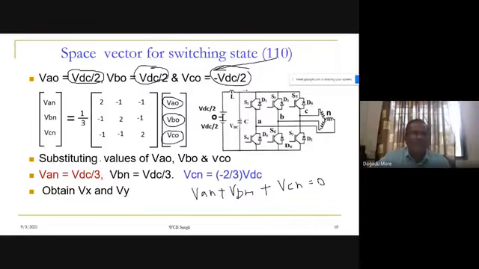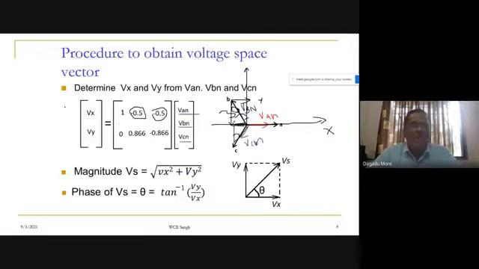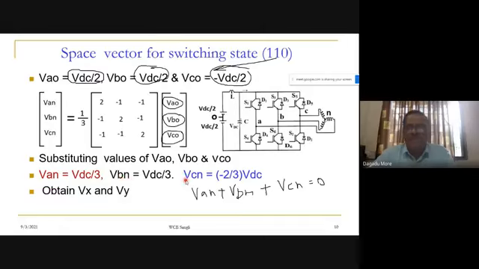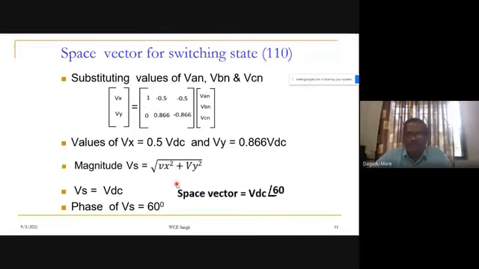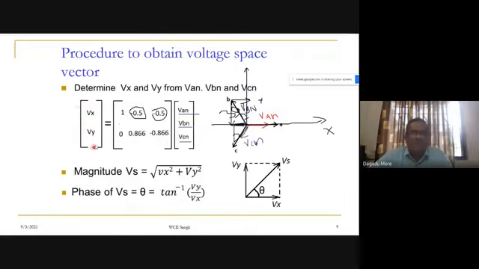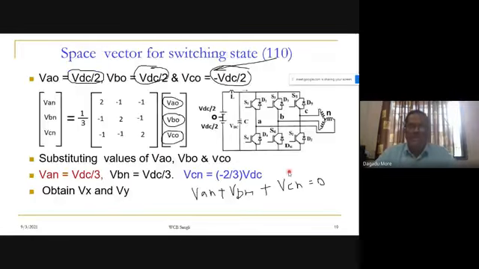Once VAN, VBN and VCN are known, now use the matrix we have for Vx and Vy. Use this matrix with the AN, BN and CN values, which are in terms of VDC. And what is VDC? This is the input voltage given to the inverter. VDC is the DC link voltage. Once you know this, we get Vx and Vy, and from that we compute Vs and its angle.